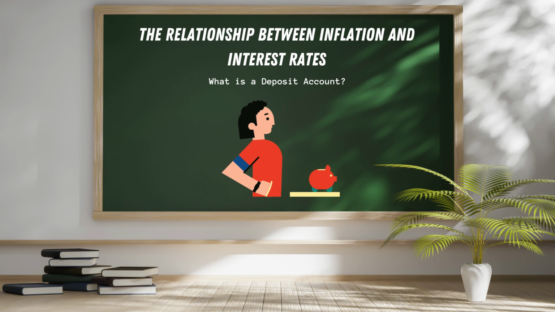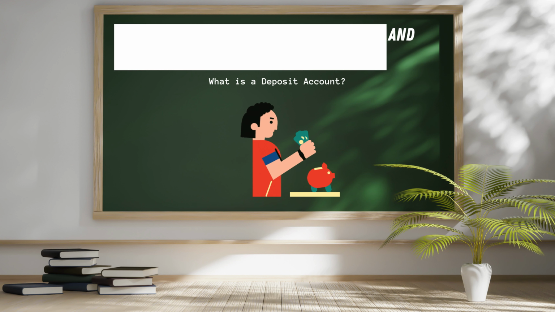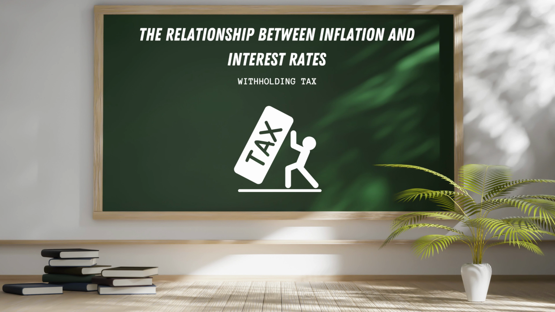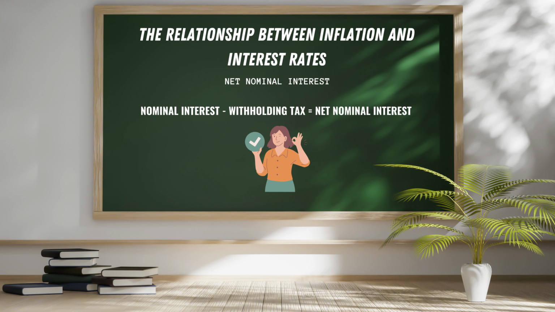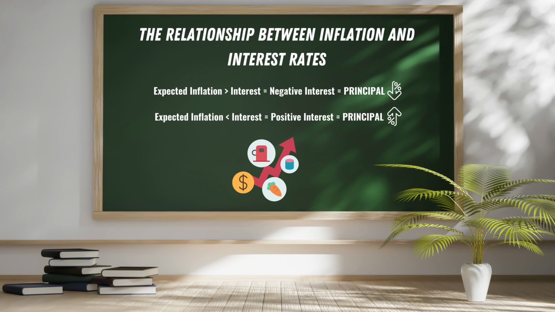A deposit account is an account where people invest their money to earn interest, or more precisely, to preserve the value of their current money. The government deducts withholding tax from the money earned through these accounts. This means that to determine the actual return on your invested money, you need to subtract not only inflation, but also the withholding tax. The value obtained by subtracting the withholding tax from the nominal interest is called the net nominal interest. Now, I want to explain the relationship between inflation and interest rates.